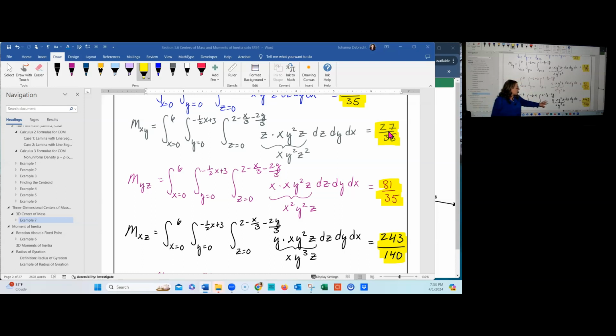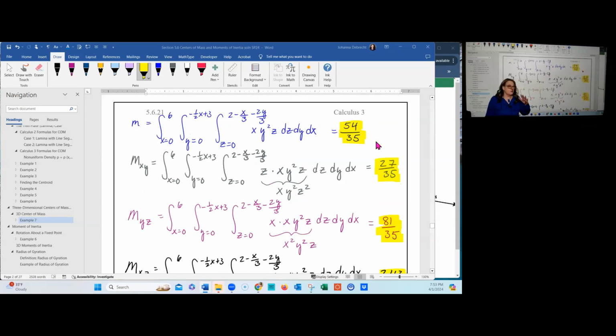And so we multiply the density function by Y, giving us an integrand of XY cubed Z. And when we integrate with the same limits of integration, we get 243 divided by 140. Now, when we're looking at this, we've got our mass up here at the top. So all of our moments are going to be divided by the mass, 54 divided by 35.